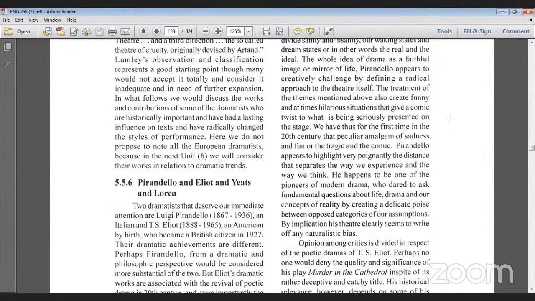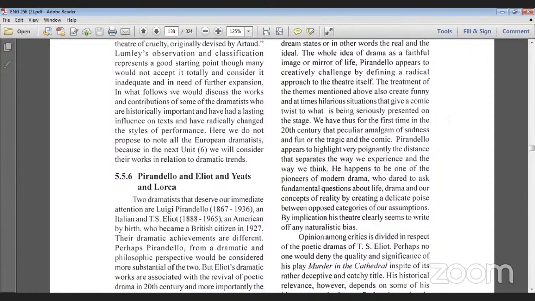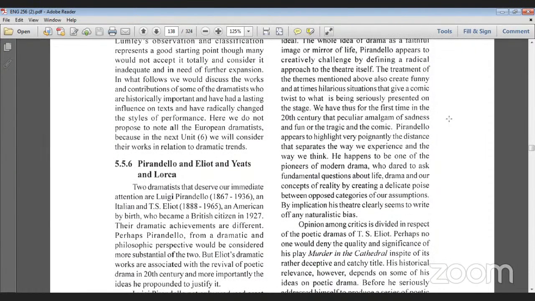Two dramatists that deserve our immediate attention are Luigi Pirandello, 1867 to 1936, an Italian, and T.S. Eliot, 1888 to 1965, an American by birth who became a British citizen in 1927.